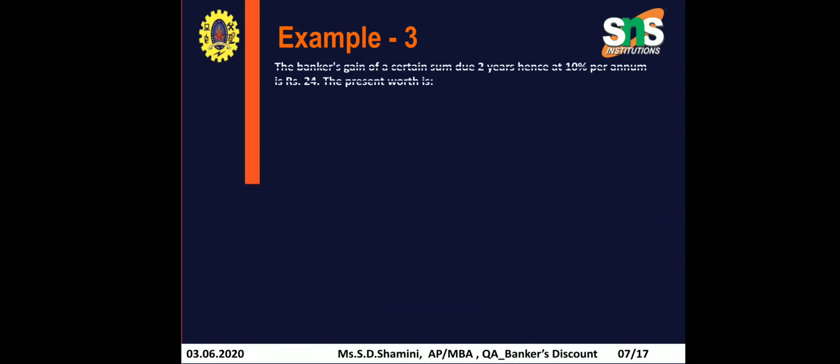So the next one is: the banker's gain of a certain sum due 2 years hence at 10% per annum is rupees 24. The present worth is, the options of rupees 480, 520, 600 and 960. So the banker's gain is rupees 24, the time is 2 years and the rate of interest is 10%, and you are supposed to calculate the present worth.